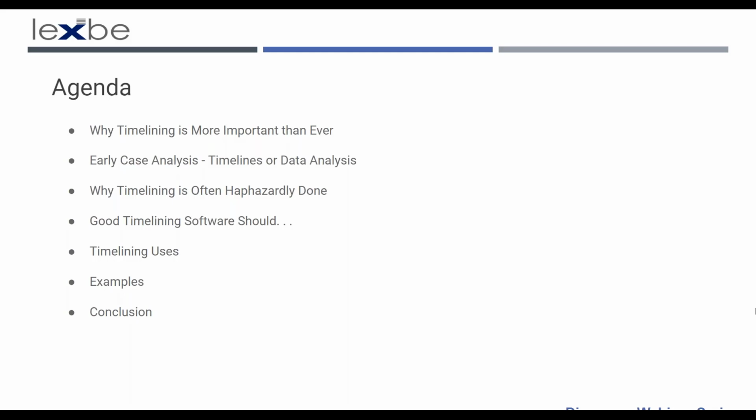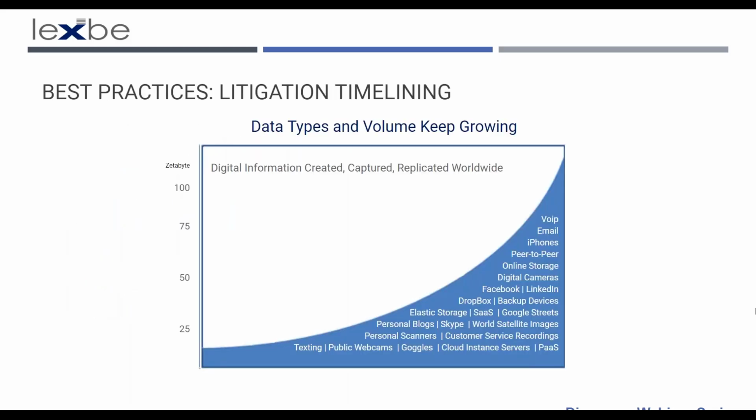And then I'll show you an example in the Lexby platform. Our timelining feature is called Facts and Issues, and it is more than just a linear timeline. It gives you the ability to craft a case theme linking to documents that will ultimately translate into witness examinations and trial prep.